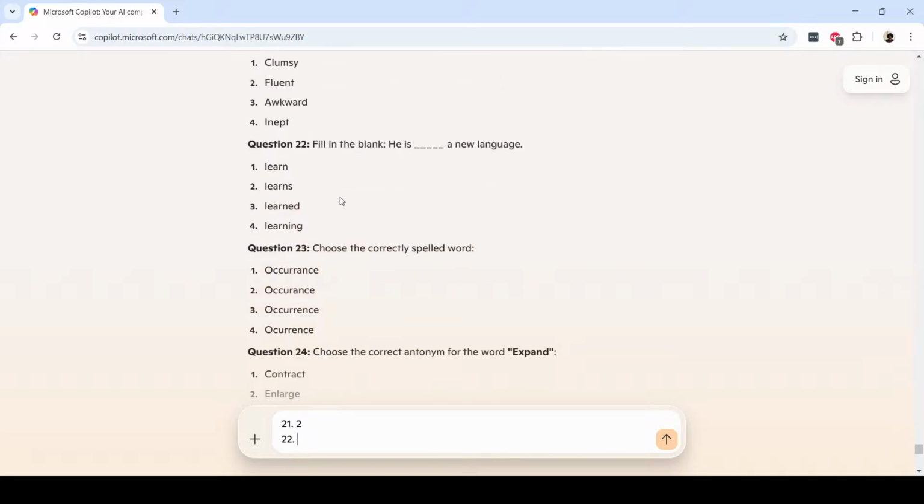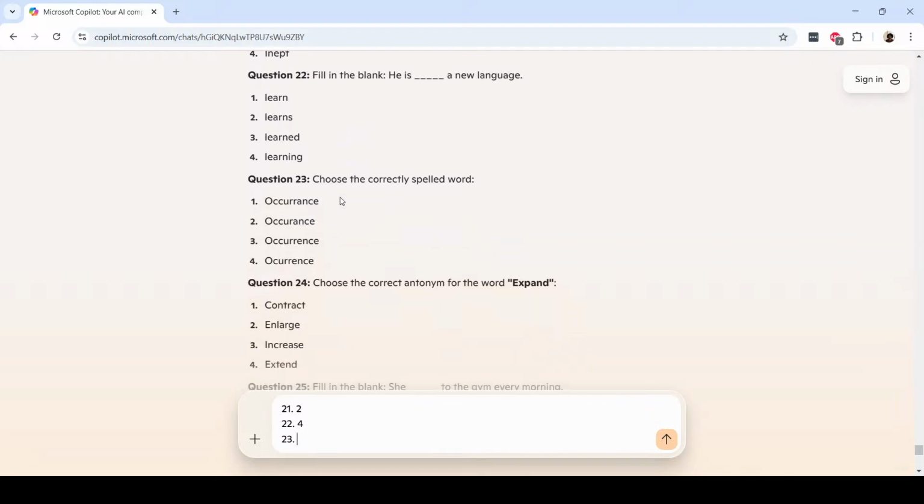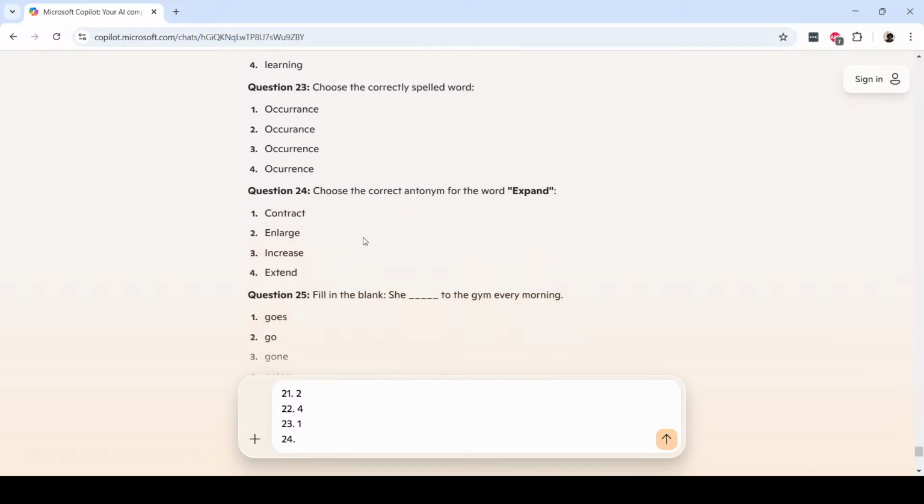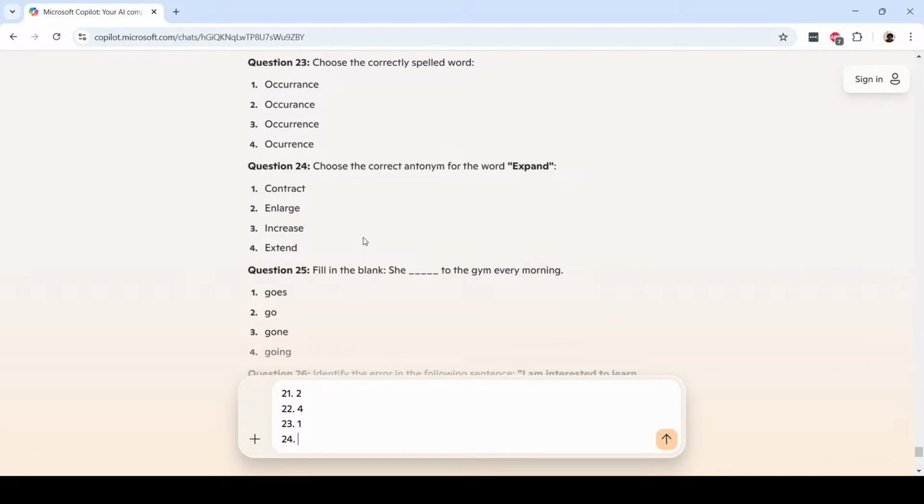Fill in the blank. He is learning a new language. Choose the correctly spelled word. Oh, again. So it will be occurrence. I bet in the actual exams, this correctly spelled word would be the one which is tempting to make a mistake. Choose the correct antonym for the word expand, and we need antonym, so it's contract.